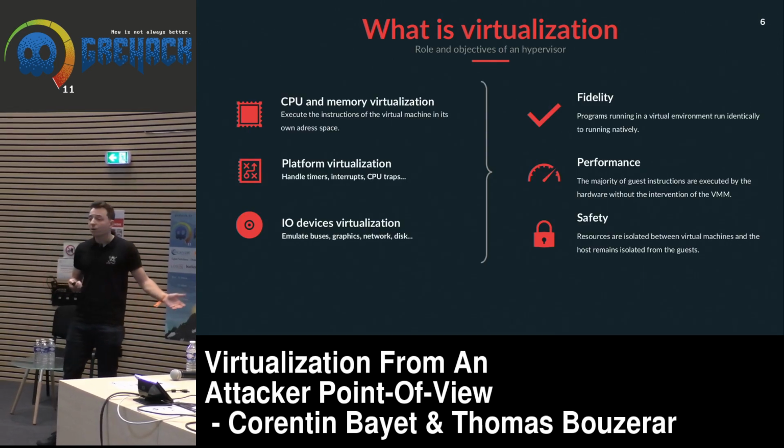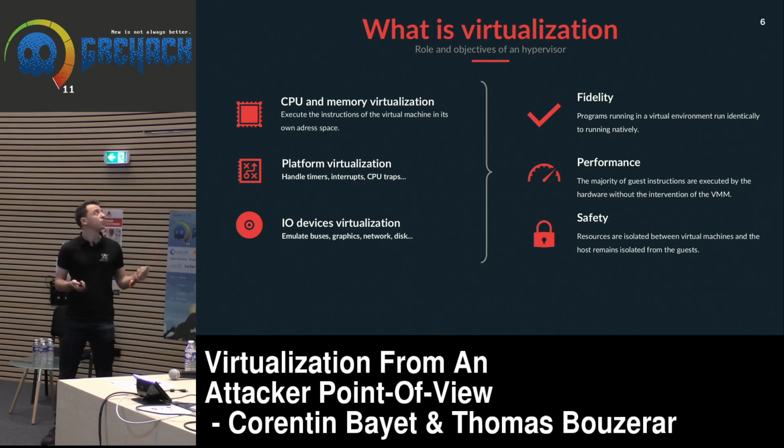So, what is a hypervisor doing? It has to do mainly three things. The first one is to virtualize the CPU and the memory that the computer needs. But it also needs to do it with the platform, so it has to handle timers, CPU traps, interrupts, everything that the computer needs. And the last thing is input-output devices, that is, every component that a computer might need to interact with the other computer, for example buses, graphics, network card, disk, everything that a computer actually needs.